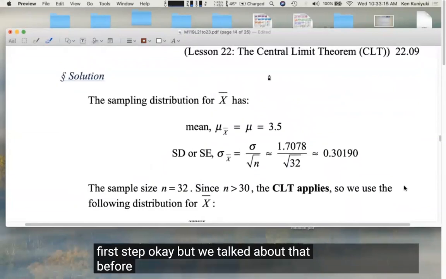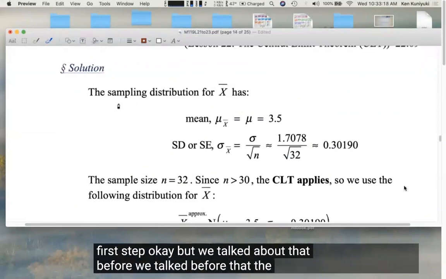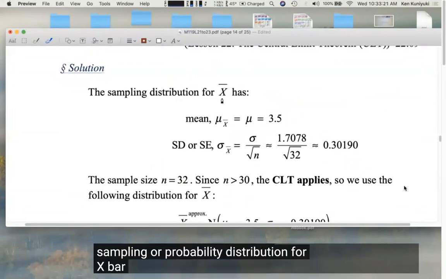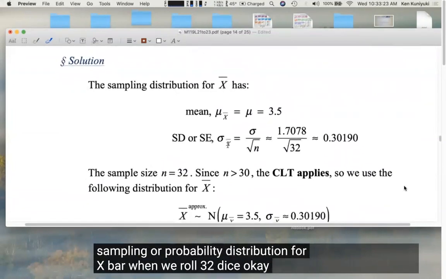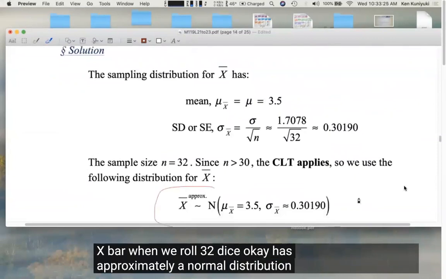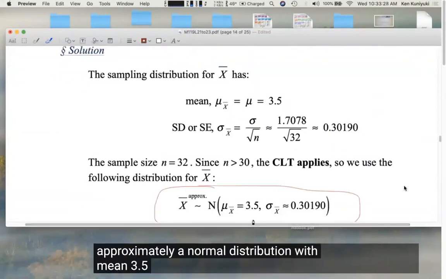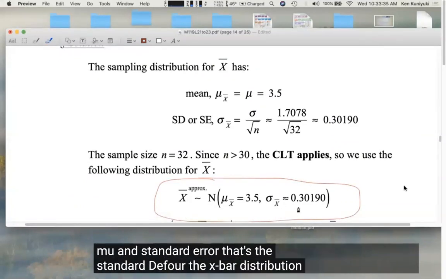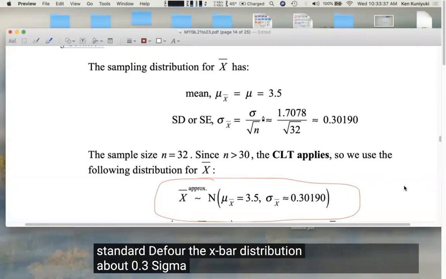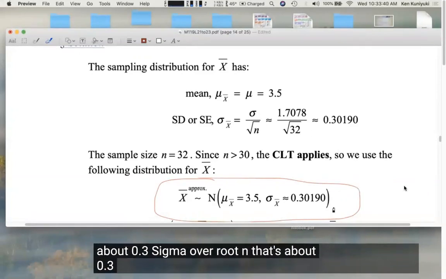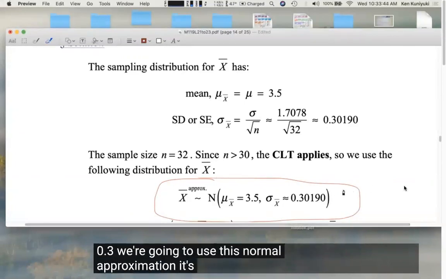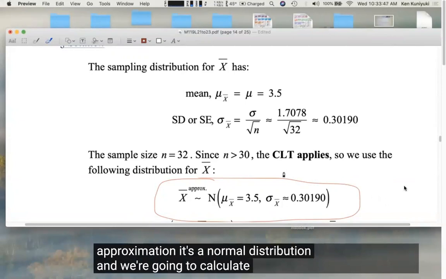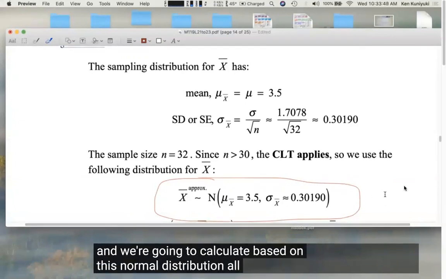But we talked about that before. We talked before that the sampling or probability distribution for X bar, when we roll 32 dice, has approximately a normal distribution with mean 3.5, the same as the Big Daddy mean, mu, and standard error, that's the standard deviation for the X bar distribution, sigma over root n, about 0.3. We're going to use this normal approximation, and we're going to calculate based on this normal distribution.